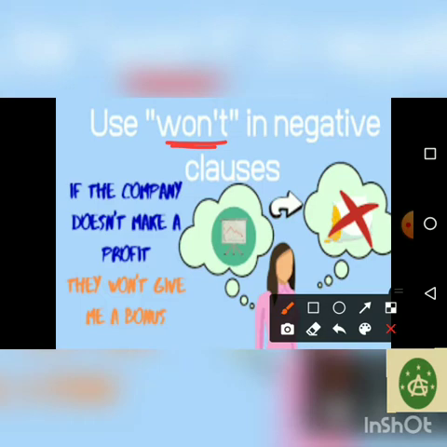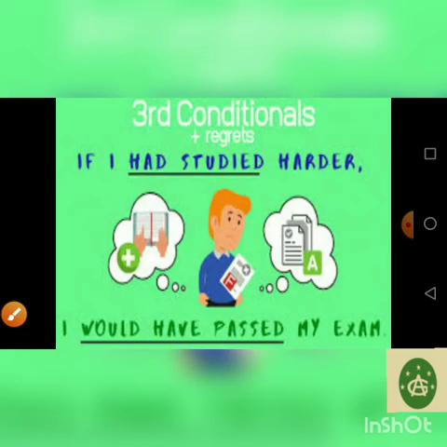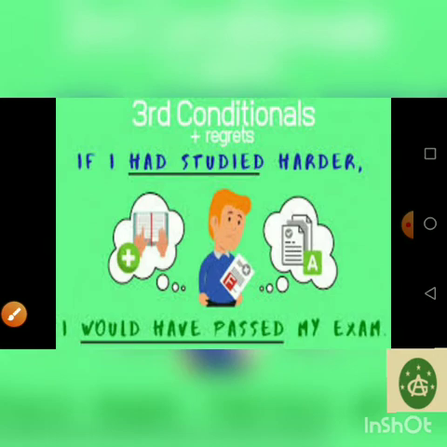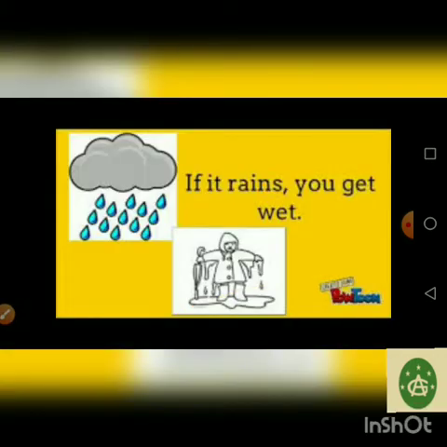Okay? So if the company doesn't make a profit, they won't give me a bonus. Negative sentence, okay? They won't give me a bonus. If I had studied harder, if I had studied previously harder, I would have passed my exams. If it rains, you get wet.